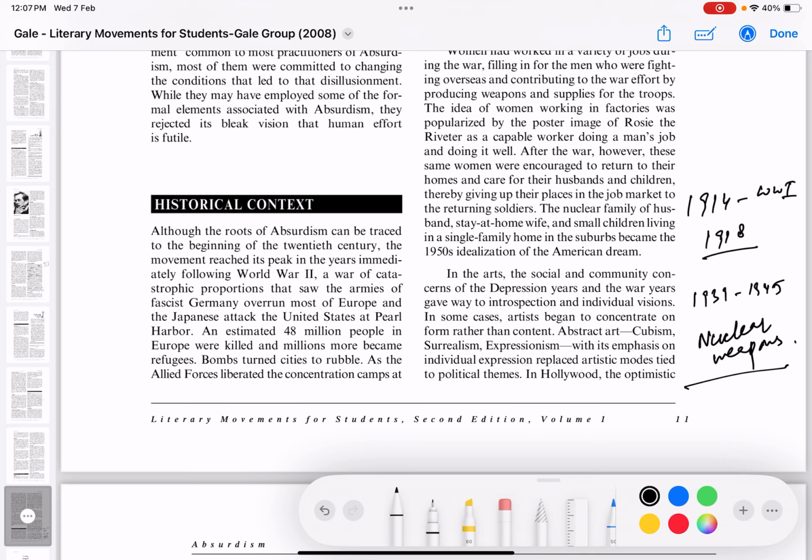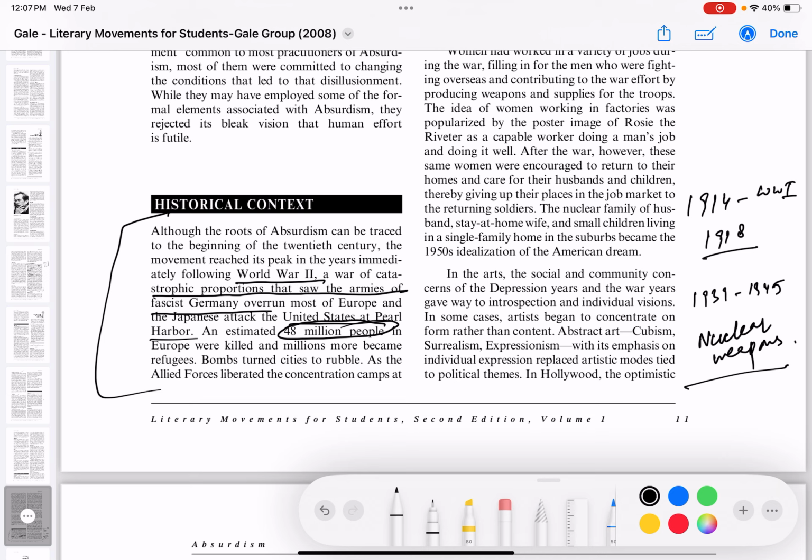Okay, so let's see the historical context. Absurdism can be traced to the beginning of the 20th century. The movement reached its peak in the years immediately following World War II, a war of catastrophic proportions that saw the armies of fascist Germany overrun most of Europe and the Japanese attack the United States at Pearl Harbor. An estimated 48 million people in Europe were killed and millions became refugees. So the meaninglessness of life. Okay, we don't know, any time a bomb can come and kill us. Any time a virus can come and kill us. So all these things started making people believe in the uncertainty of life, the meaninglessness of life, right? So bombs turned cities to rubble.